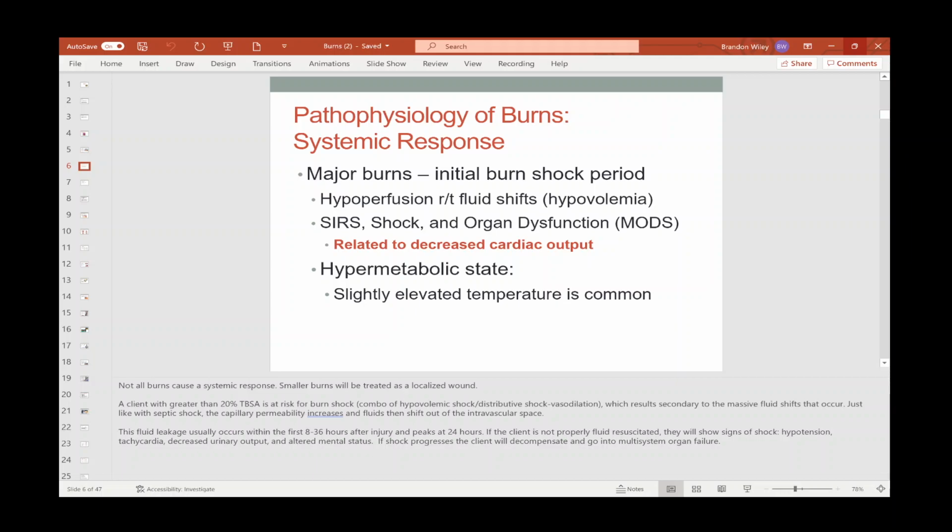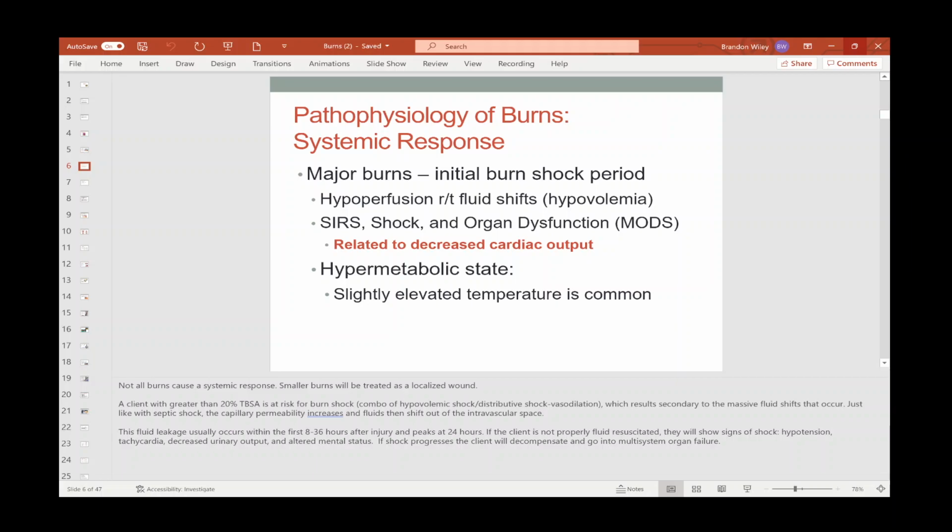Shock then leads, if you don't fix it, into MODS because we're not perfusing those vital organs. We don't have enough cardiac output, enough oxygen for our organs.